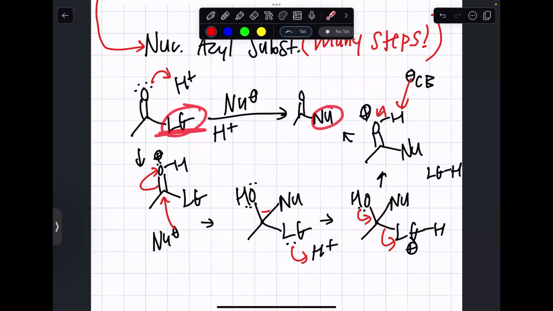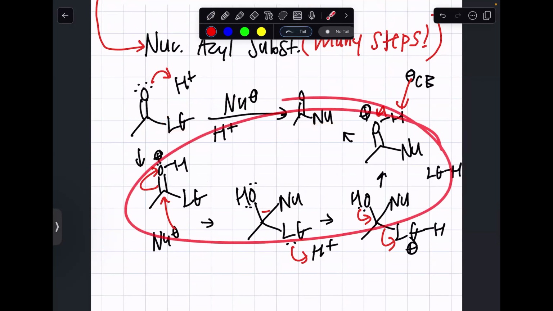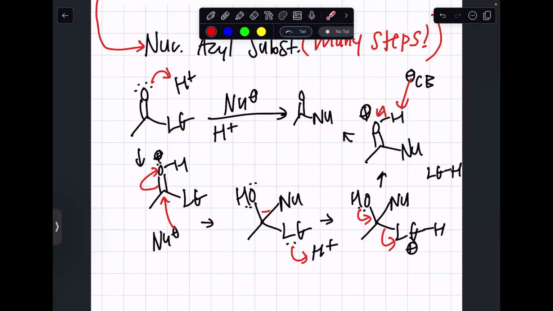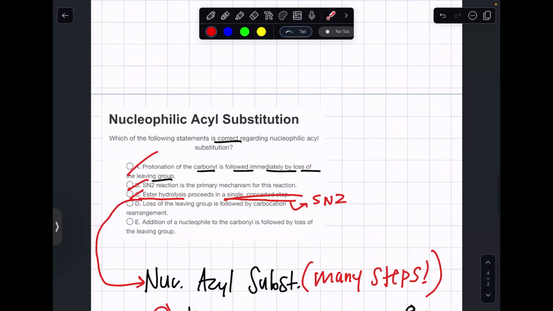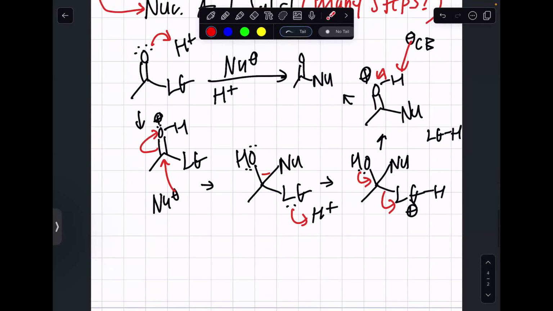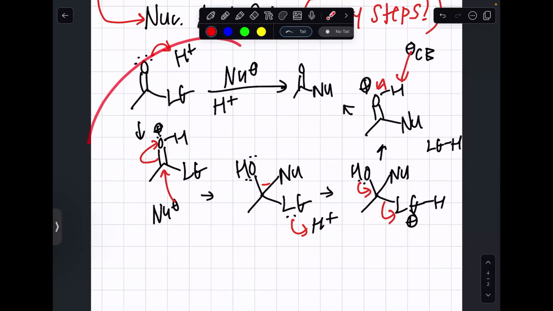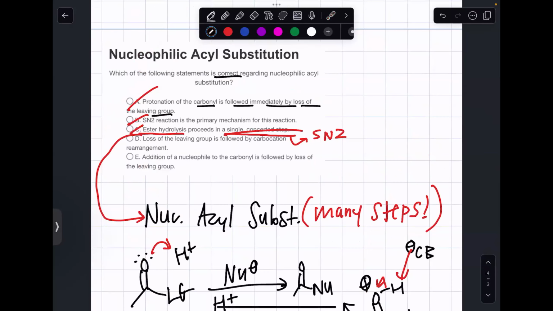This looks like an SN2 reaction because in SN2 we always substitute a leaving group with a nucleophile, but it's not, because the mechanism is different. It's not a single concerted step, it's a lot of steps. Are there any carbocations in this mechanism? Any carbons with a positive charge? No. So get rid of that option. No carbocation is formed at all.